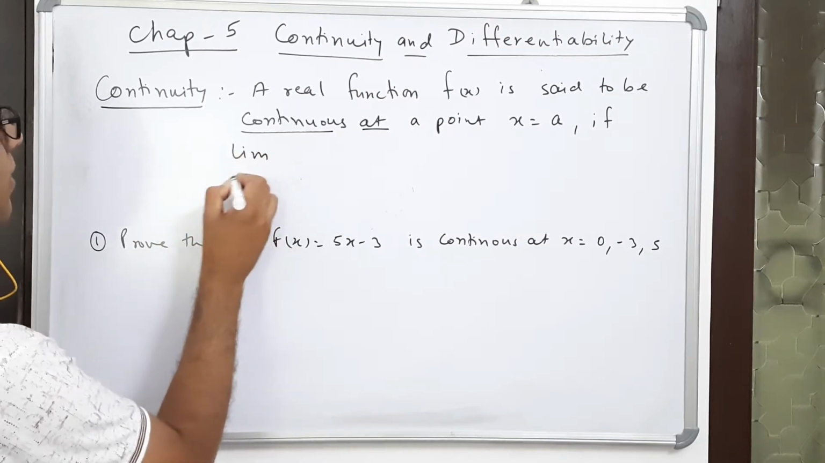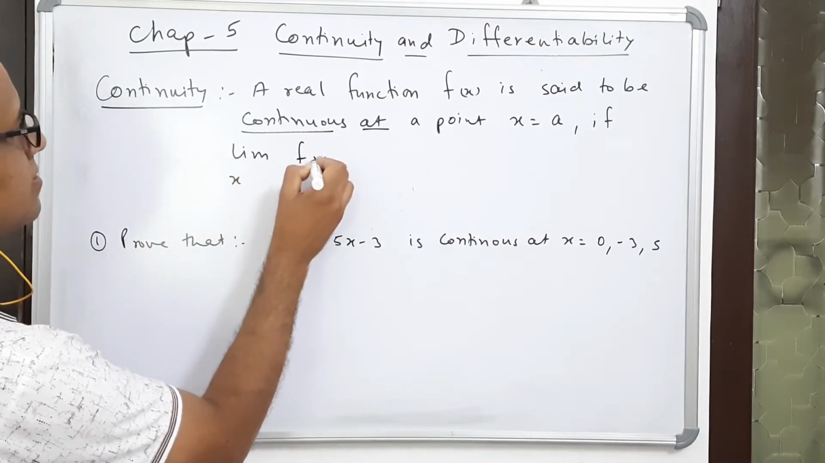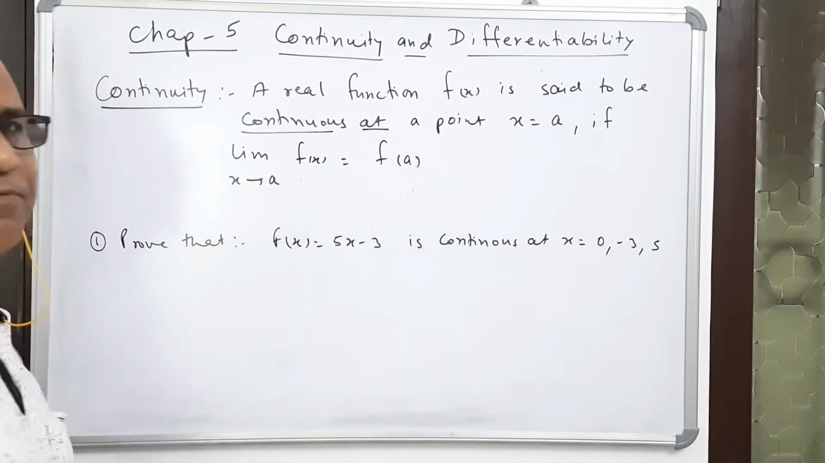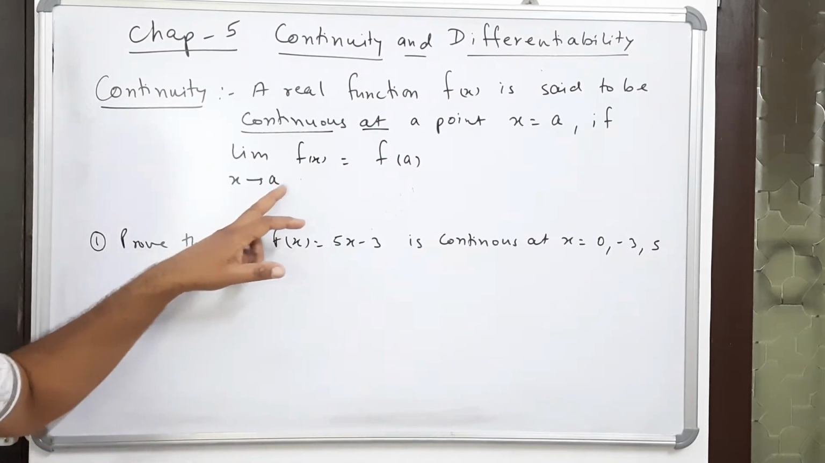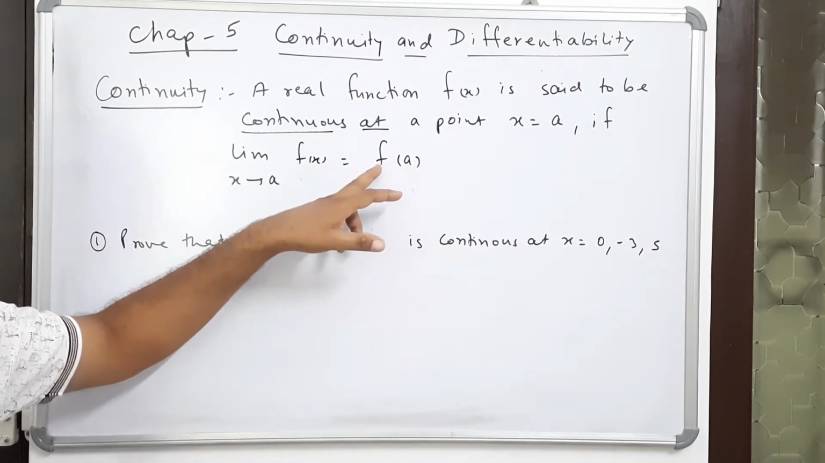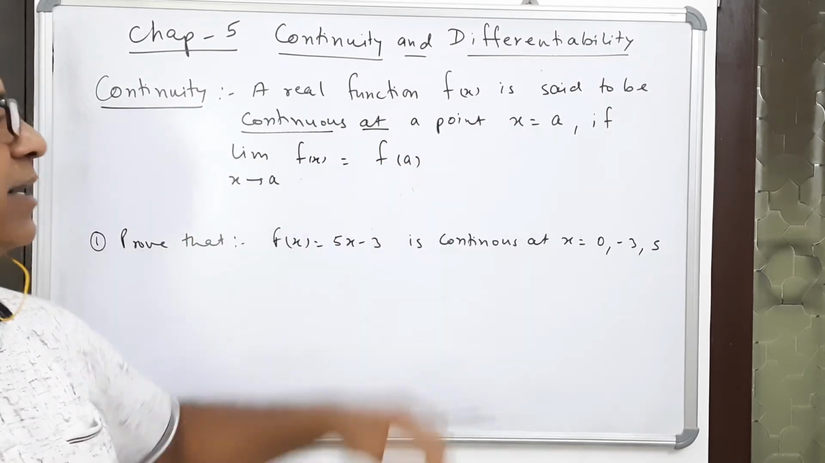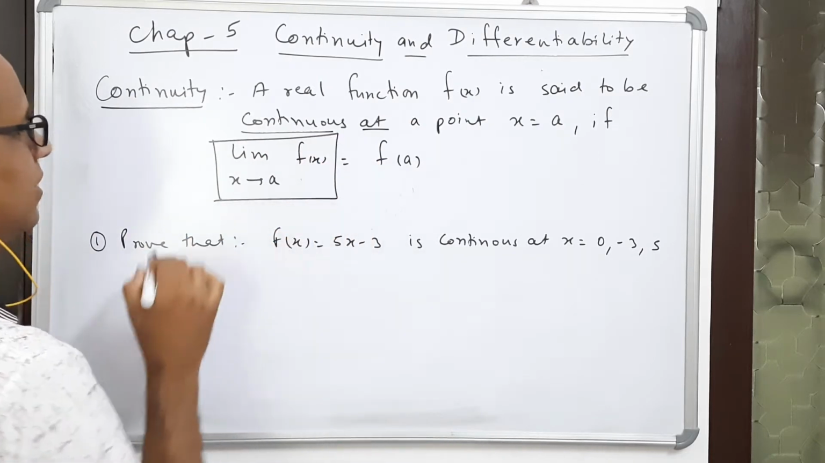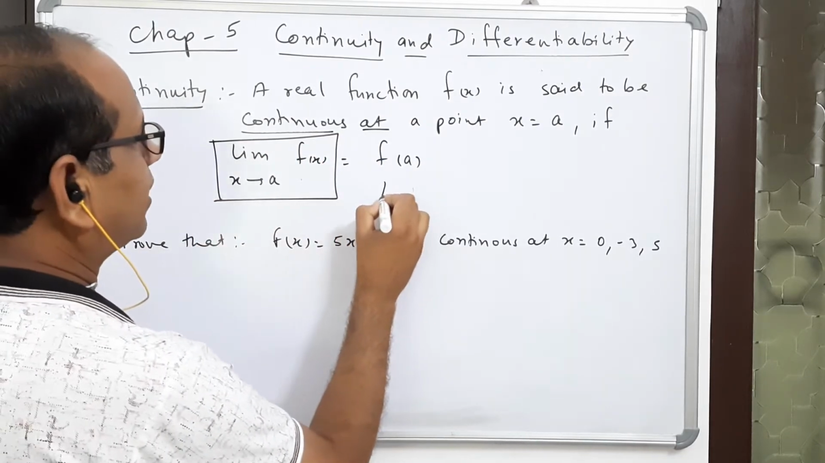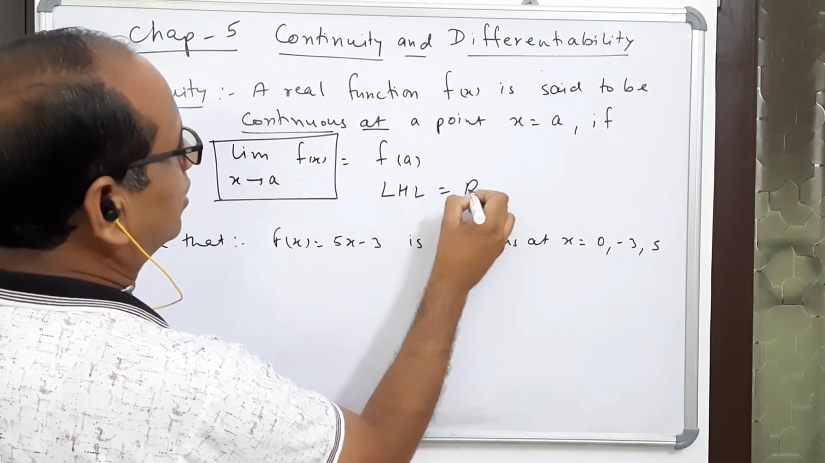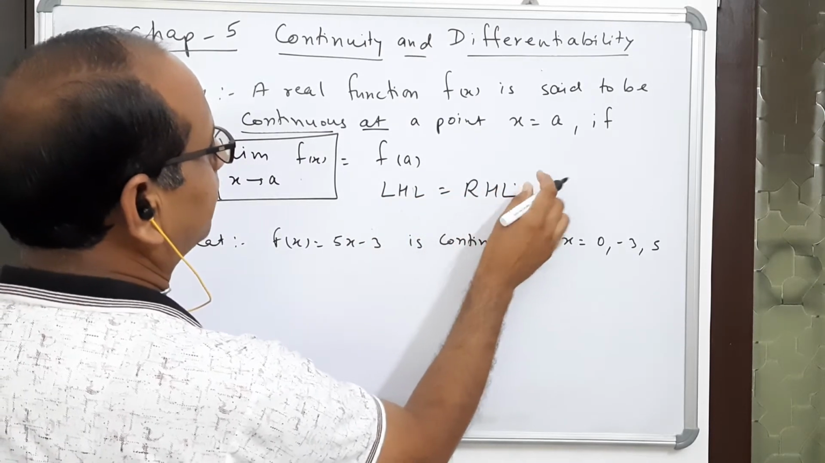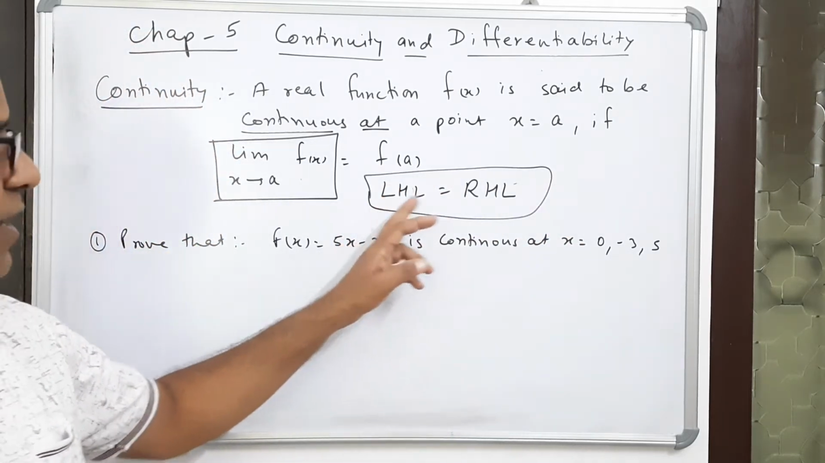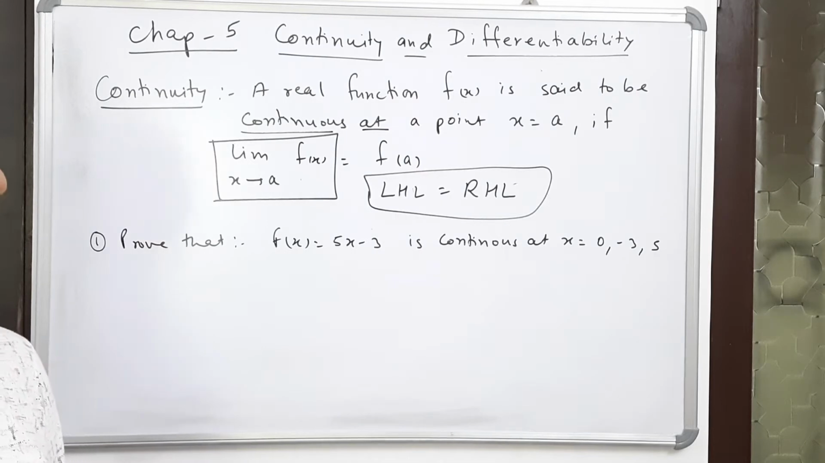If the limit of f(x) at x equals a is equal to f(a), that is, the limit is equal to f(a), the value of that particular function at x equals a. And you all know that you have read in class 11 that the limit exists only when the left hand limit is equal to the right hand limit.